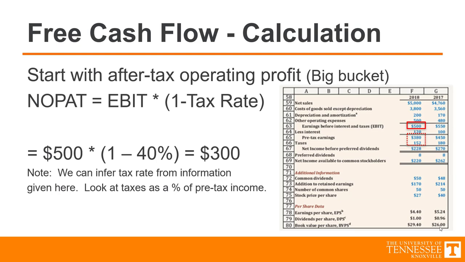So in this case, with this example here, we've got EBIT of 500. We can look at the relationship between pre-tax earnings and taxes and determine what that tax rate is. In this case, it's 40%. So we multiply 500 times 1 minus the tax rate, 1 minus 0.4. So we end up with a result of $300 here. And that is our NOPAT. That's our starting number as we work towards how free cash flow is generated.